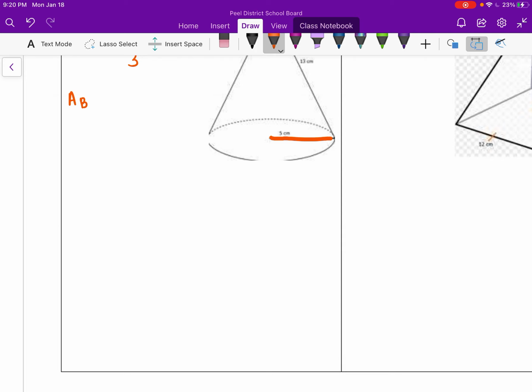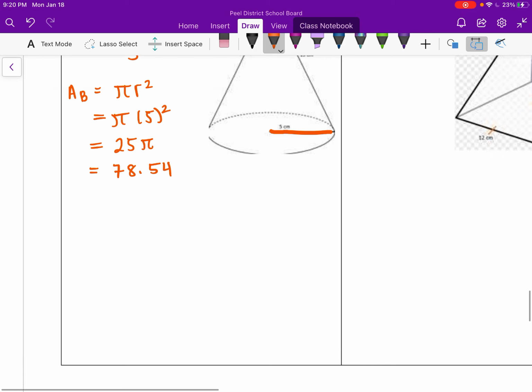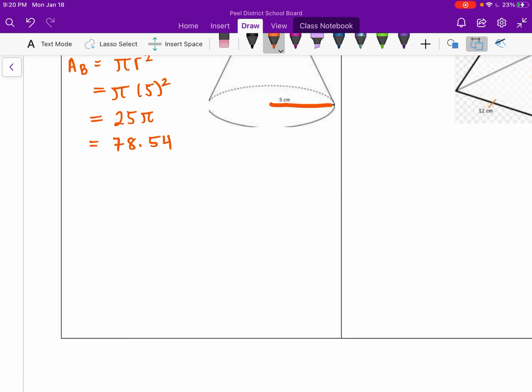Area of the base is equal to pi r squared, because that's the area of a circle. Pi is just pi. R is 5 in this situation, squared. 5 squared is 25 pi, right? And I'm just going to put 25 pi in, and that's going to give me like 78.539. So I'm going to say 78.54. Okay. That's my area of the base.